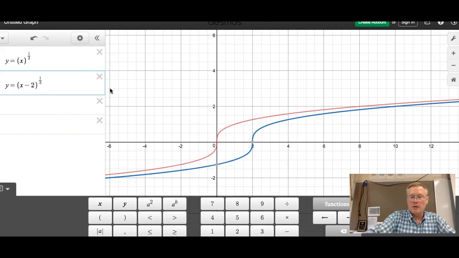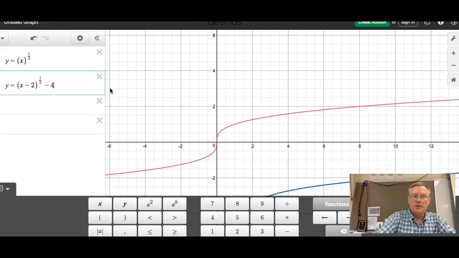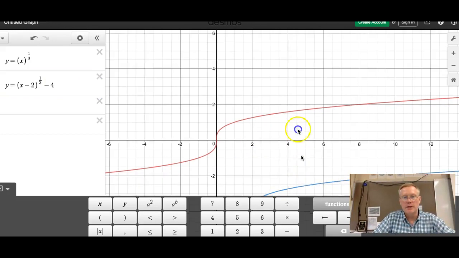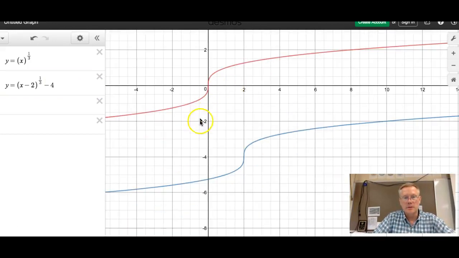Now I could take that and go minus 4 at the end, put it outside the parentheses, and it moves it down 4 units. You can see it's the same kind of thing, except it's got a horizontal translation of 2 and a vertical translation of 4.